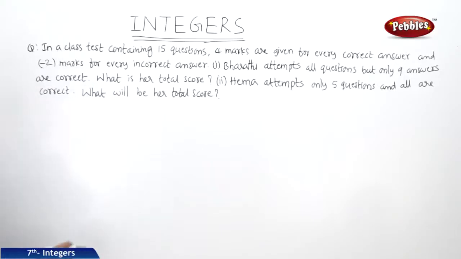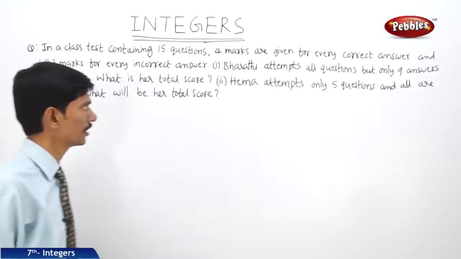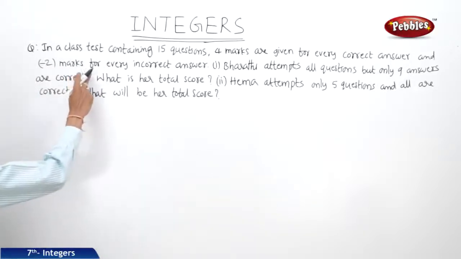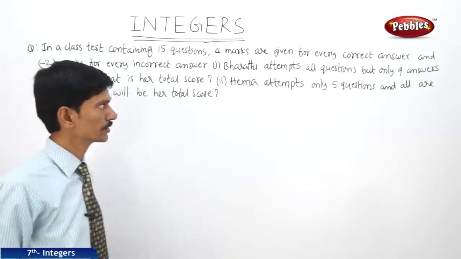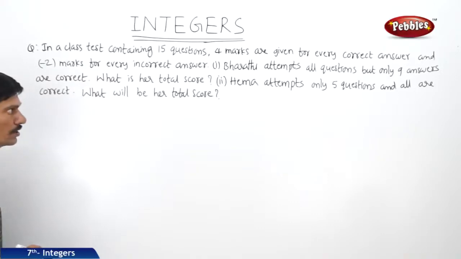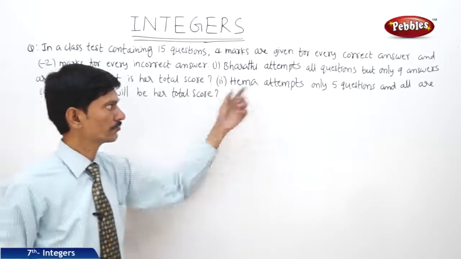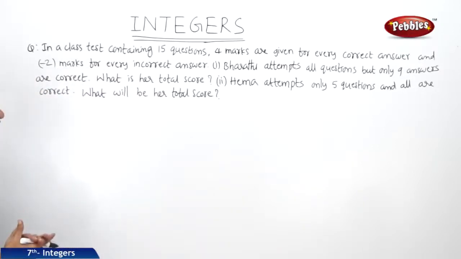In a class test containing 15 questions, 4 marks are given for every correct answer and minus 2 marks are given for every incorrect answer. Then Bharati attempts all questions but only 9 answers are correct. What is her total score? And Hema attempts only 5 questions and all are correct. So then what will be her total score?